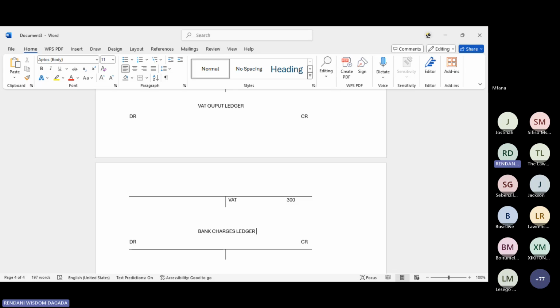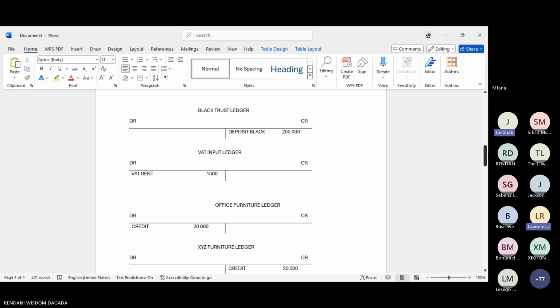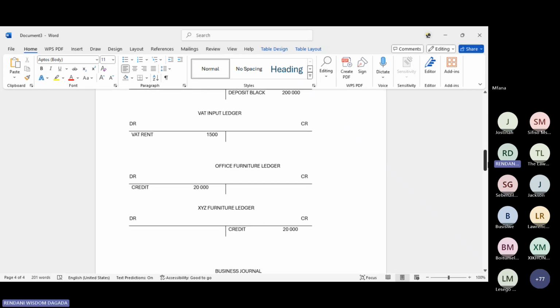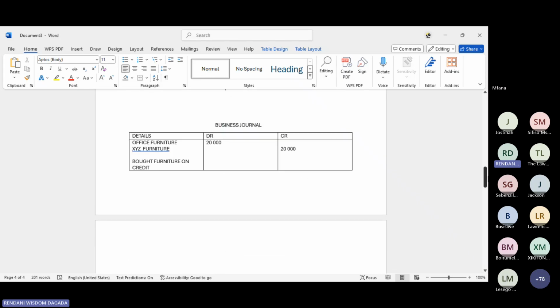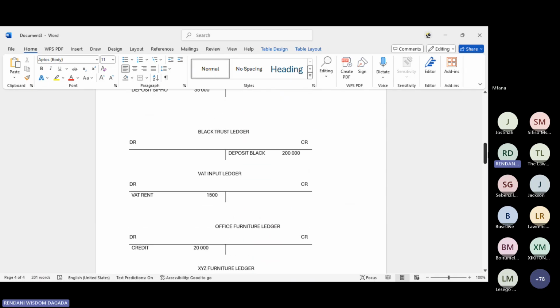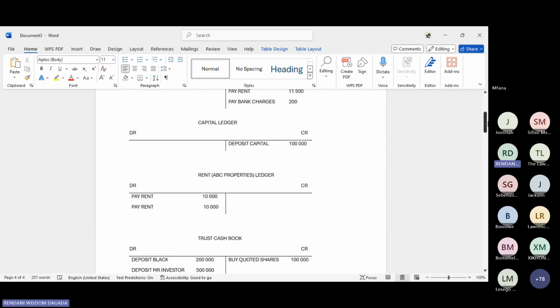You pay secretary a salary of 6,000. What about that one? Business. Oh, I haven't entered here. Sorry. Pay bank charges, 200. Now my question is, what about paying your secretary? Business or trust? Business. That is a business transaction because your employee, your clients can never pay your secretary. It's none of their business.